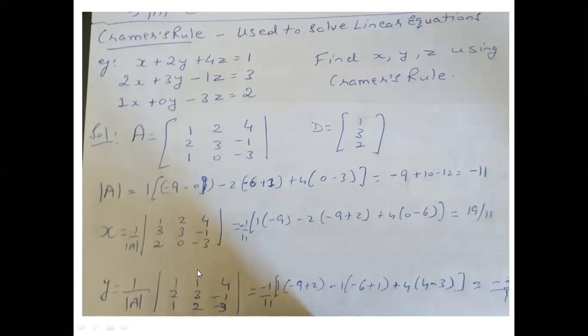Right? So now you find the determinant of this new matrix and multiply this with 1 by determinant of A. So you'll get an answer here, and your answer will turn out to be minus 2 by 11.